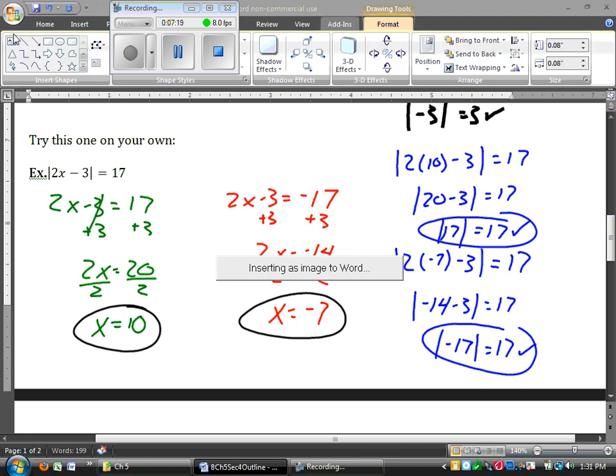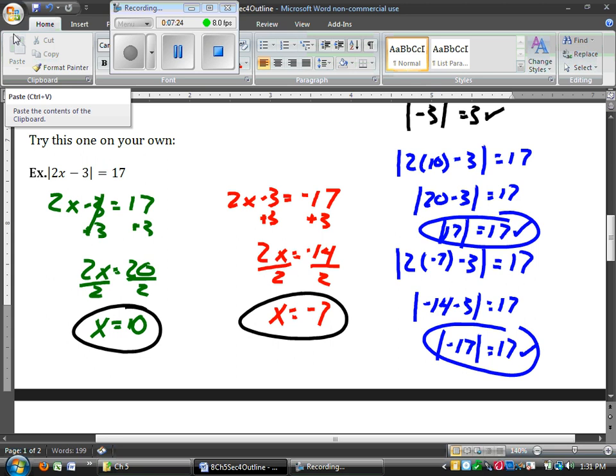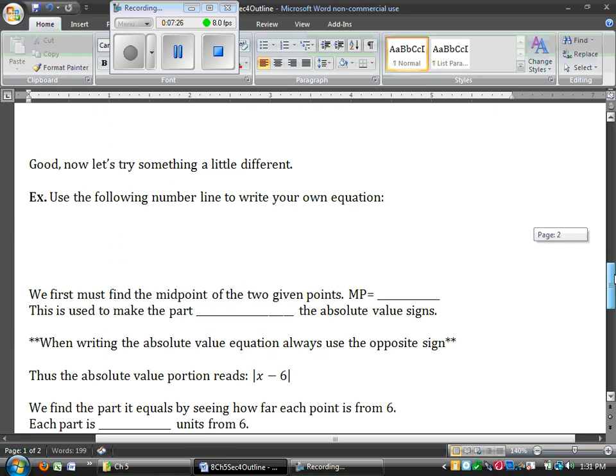All right, hopefully you tried that on your own and you got it correct. That's the goal here. Flip over to the back.